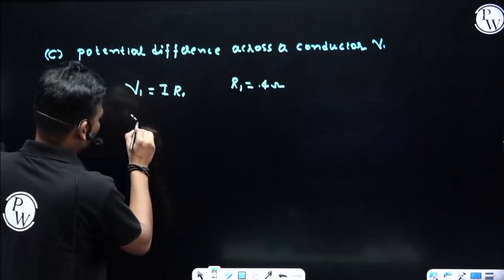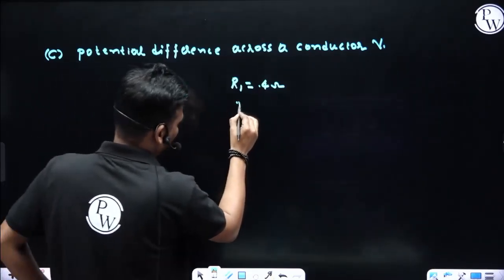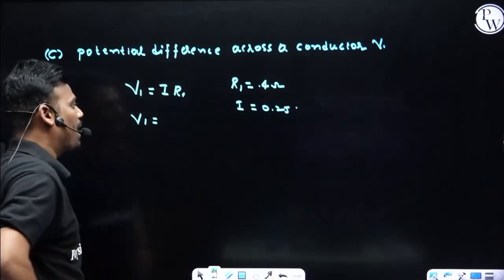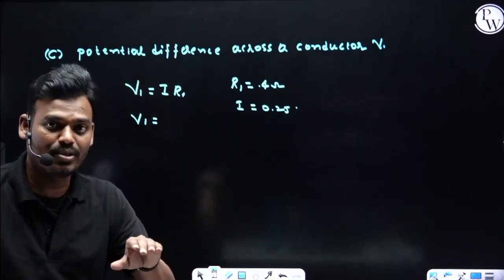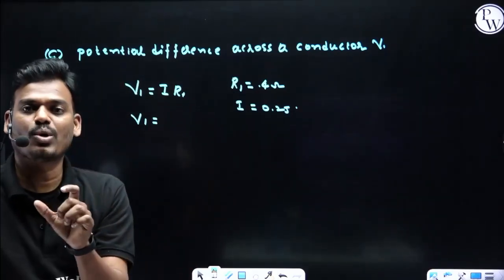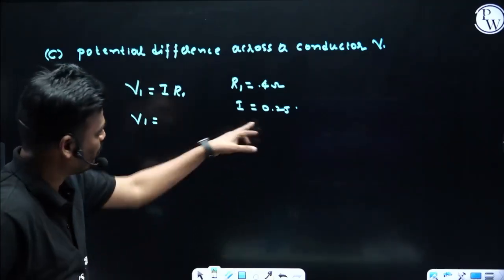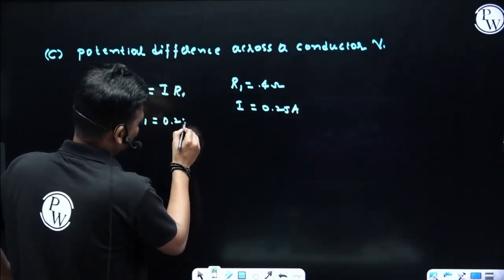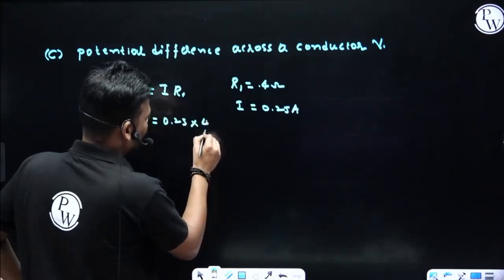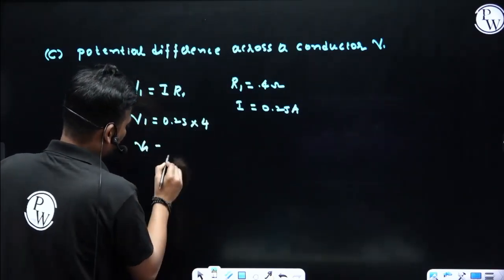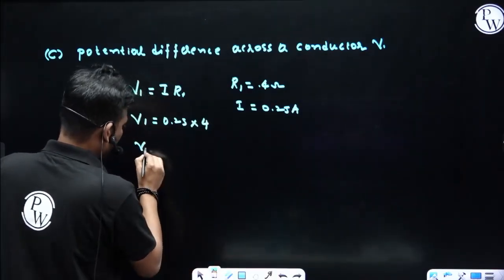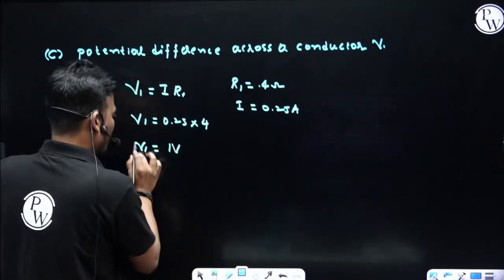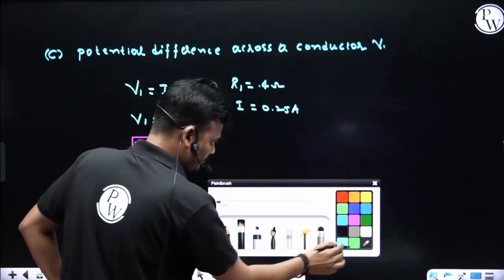So V1 equals I, which we know is 0.25. Why is it not I1? Because it is a series combination, and in a series combination the current remains the same. Therefore, 0.25 ampere only. So 0.25 into 4, V1 equals 1 volt across the conductor.